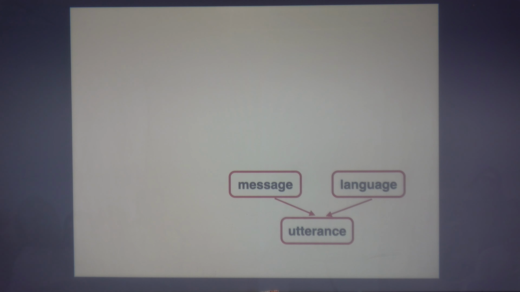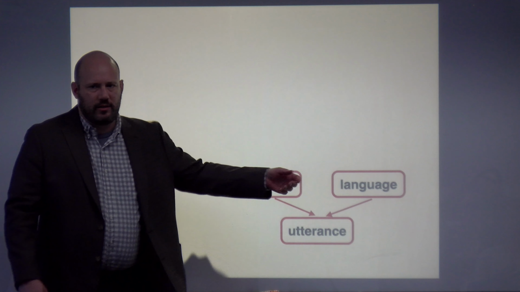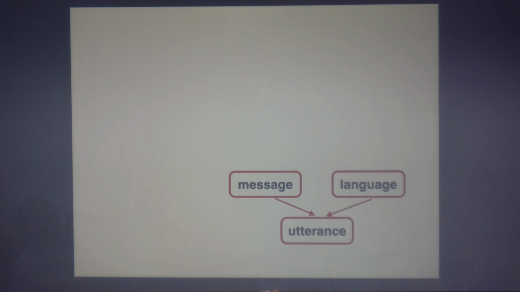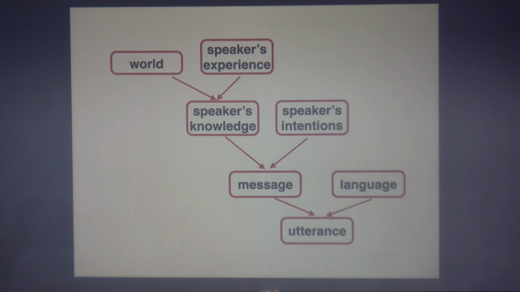So here's our generative model. The listener's belief is that utterances are a function of some message that the speaker wanted to convey, and the rules of language. So they have to use the rules to produce a sentence that is compatible with that message. Now the message itself is driven by the speaker's knowledge and their intentions. They knew something and wanted to tell you about it. And their knowledge, of course, is a function of what's actually out there in the world to know and what their experience with the world is.